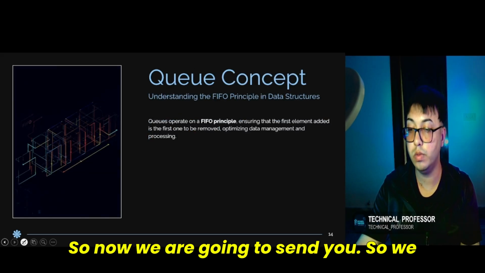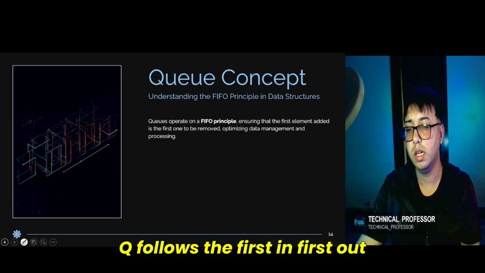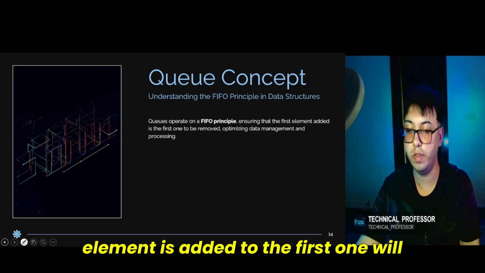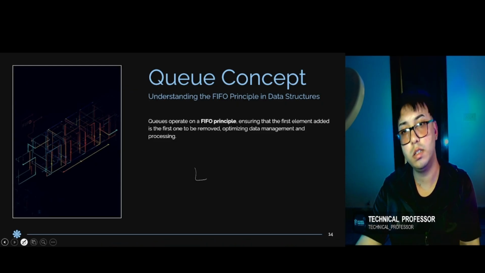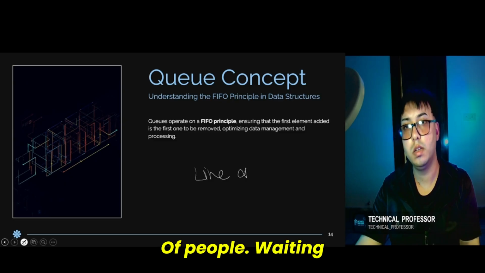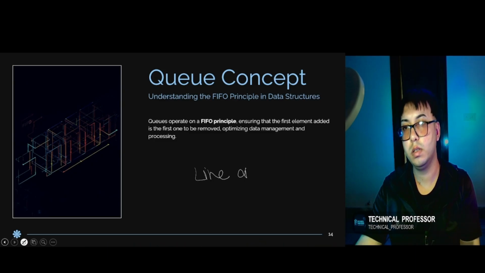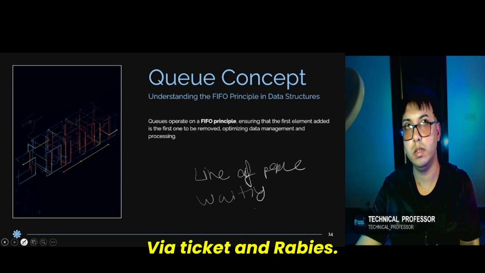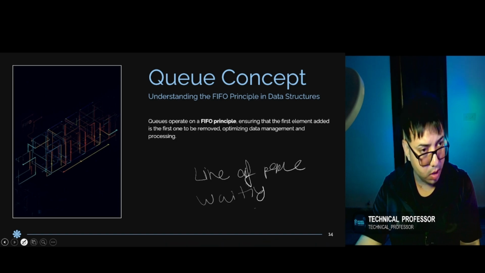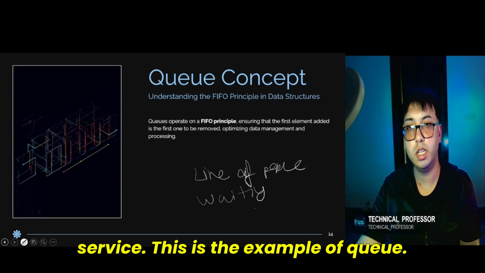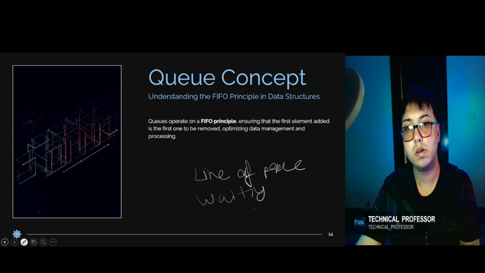So now we are going to understand the queue. A queue follows the first in, first out principle. This means the first element added is the first one removed. This is similar to a line of people waiting for a service. For example, you are going to buy a ticket, or doing a motorcycle service and car service. This is an example of a queue. Okay.